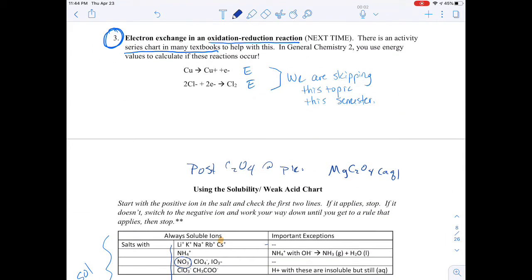We also mentioned that in oxidation-reduction reactions, there are electron exchanges. We're skipping that topic this semester.